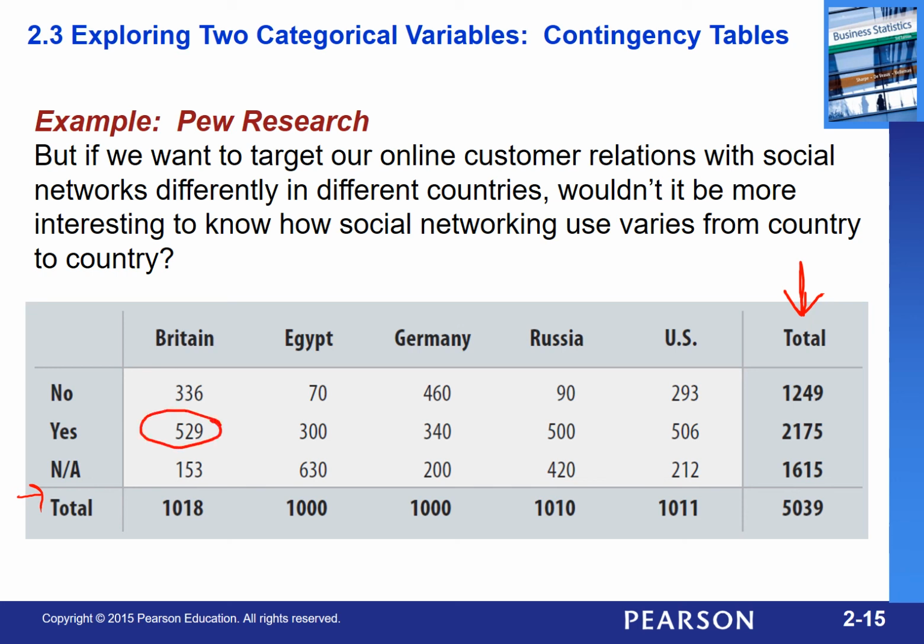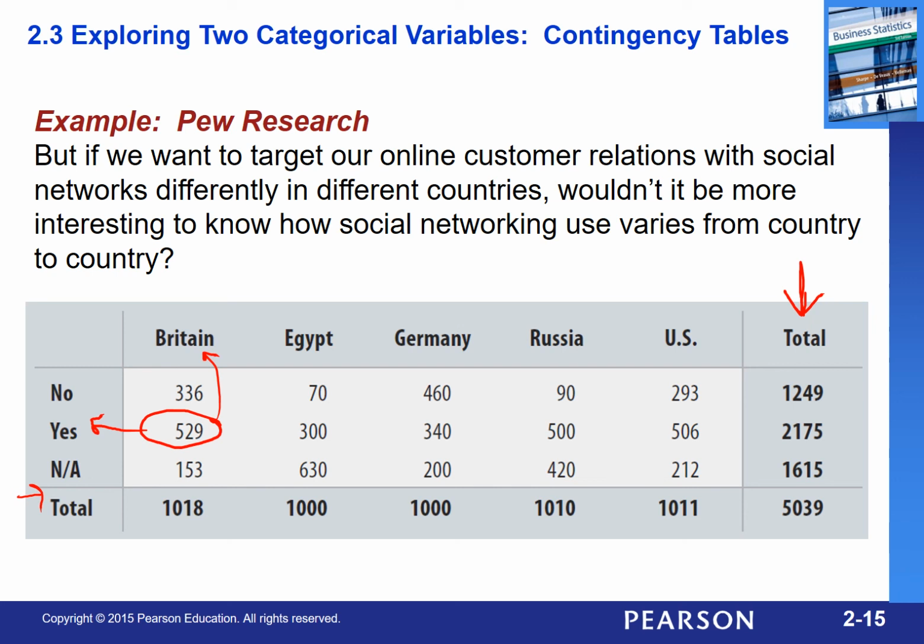It's right here. So when we look inside of the table and look at the values that are not in a total column, those represent two variable categories: the response, specifically yes, and the country, specifically Britain. So these are treated as ands. This is the number of people that said yes and are from Britain because they have both characteristics.